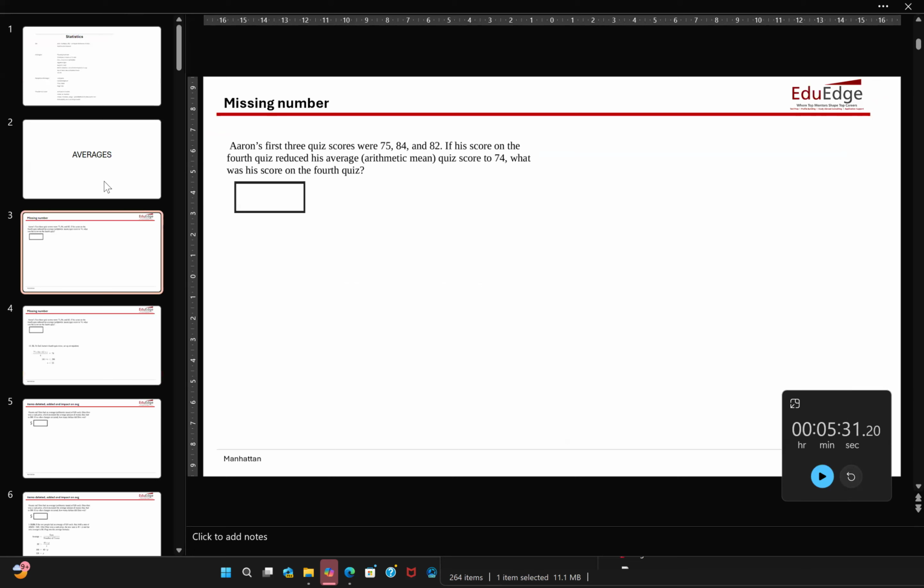Stats has a good weightage, no? Stats has good enough weightage. Yeah, I can expect a few chunks of questions. All right, we're starting with averages.